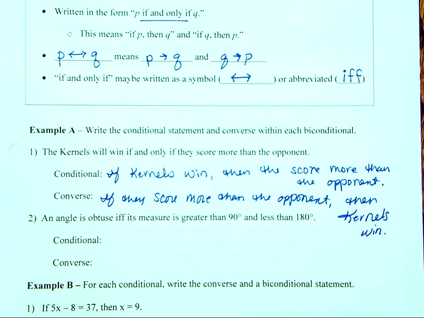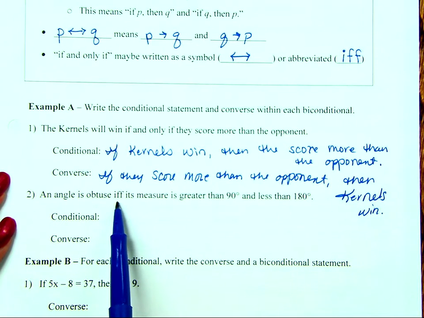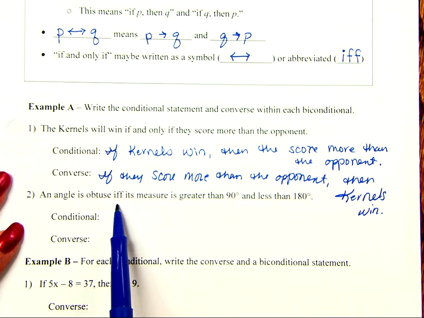Question 2 would be more of the same. Again, the biconditional statement has been abbreviated. This is going to read: an angle is obtuse if and only if its measure is greater than 90 and less than 180. If we dissect it, my conditional statement may say, if an angle is obtuse, then its measure is greater than 90 and less than 180. And my converse, flipping that around: if an angle measures greater than 90 and less than 180, then it is obtuse.